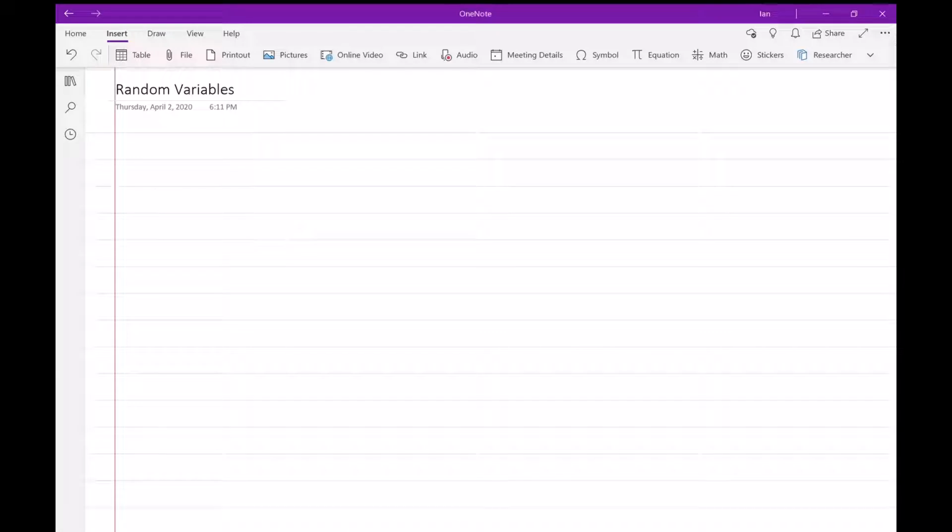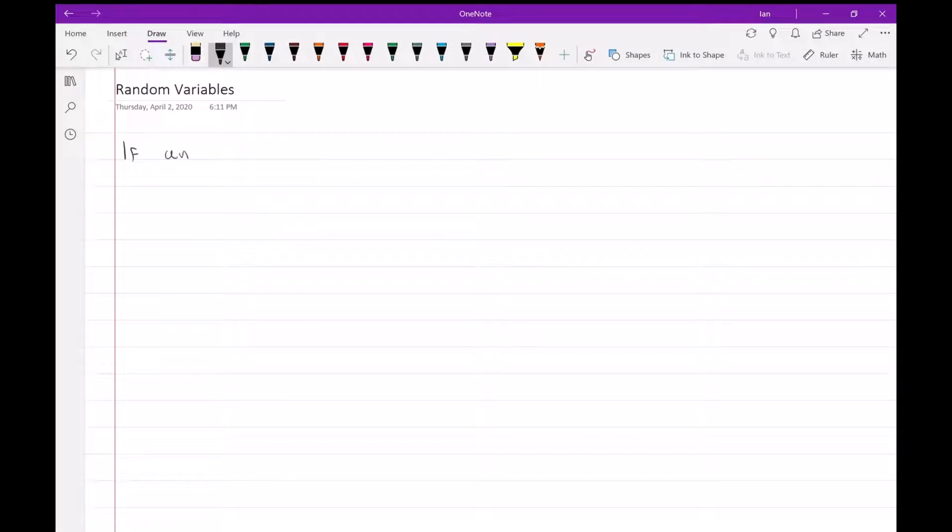Hi guys, in this lecture we're going to talk about random variables. So, what is a random variable? Well, let's begin with an experiment. If an experiment has numeric output, so it's some random experiment and the output is some number, we can call that a variable.